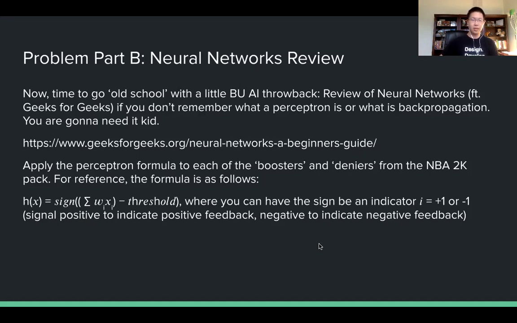If you guys don't know what neural nets are at all, like what even is a neural net, please look over the geeksforgeeks.org website. So now the problem is going to be pretty simple. Apply the perceptron formula to each of the boosters and deniers of the NBA 2K pack. For reference, the formula is as follows. H of x equals a sign, which is positive one or negative one, of the sum of w_i x_i minus threshold. So what does that mean?